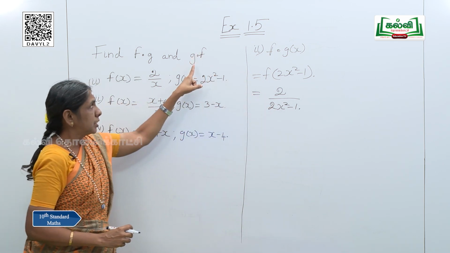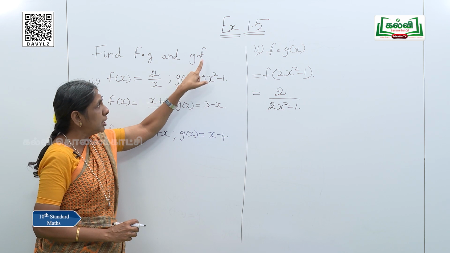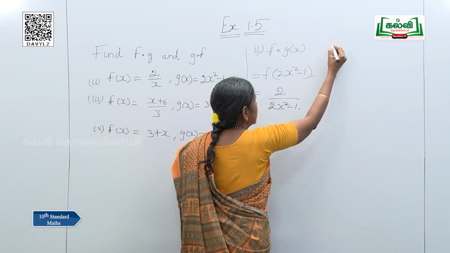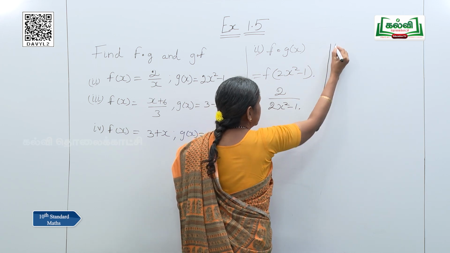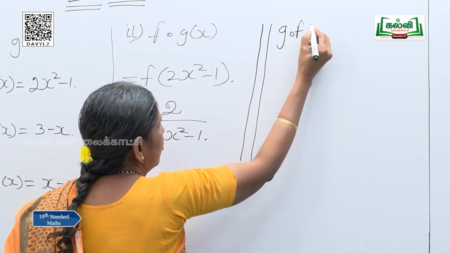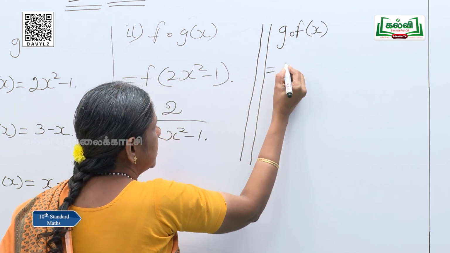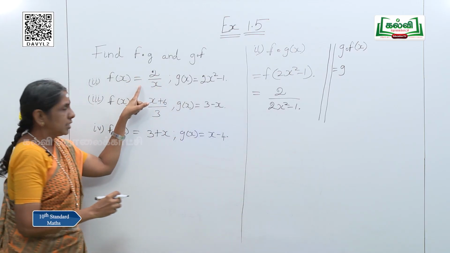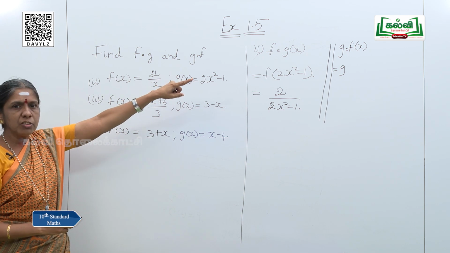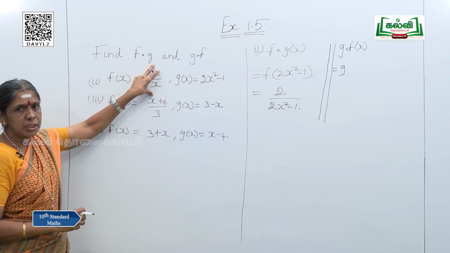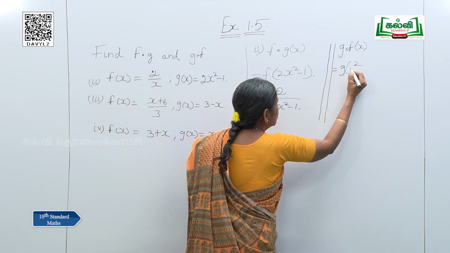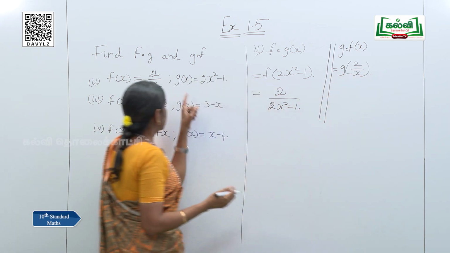Now, what is the other question? We have to calculate even g dot f. What is g of f of x? Let us calculate g of f of x. Here itself we can calculate g of f of x. So, it is g of, what is f of x in this question? f of x is equal to 2 by x. So, in the place of f of x, you replace 2 by x. So, it will become g of 2 by x. Now, what is g of x?